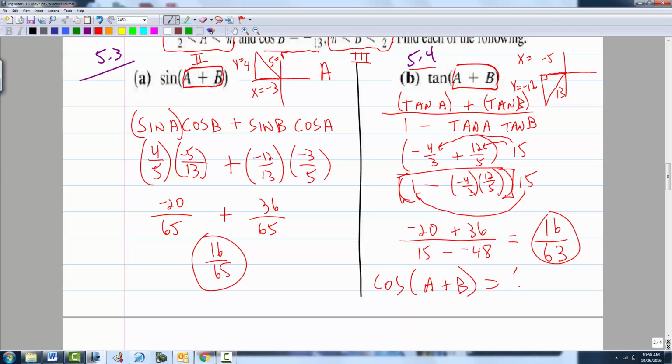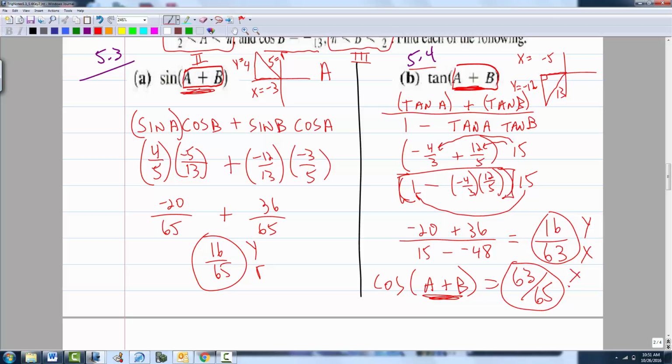Boom, shaka, laka. Why is it 63 over 65? Because A plus B is the same angle as A plus B, which is the same angle as A plus B, which means they have the same X, Y, R values. This is Y over R. This is Y over X. Cosine is what?